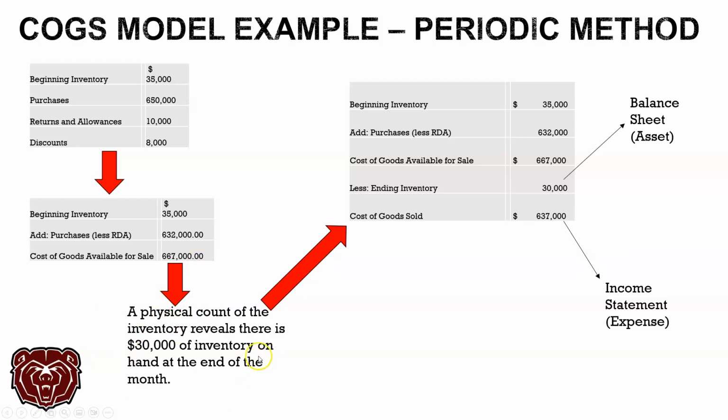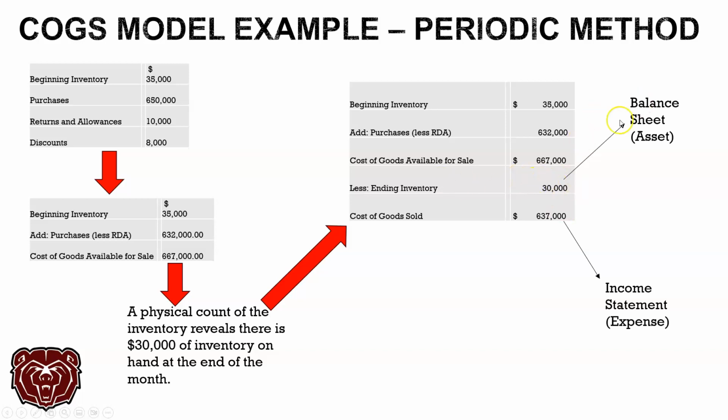They provide us a little information. They said, hey, we did a physical count of our inventory. There's $30,000 of inventory on hand at the end of the month. On hand, once again, means ending balance. Okay? So now we're going to take our beginning inventory. We added our net purchases. We get our cost of goods available for sale. Now we can reduce that by our ending inventory, and we can see that our cost of goods sold, what it cost us to sell, our expense, was $637,000.